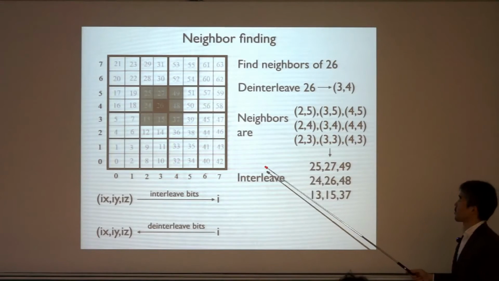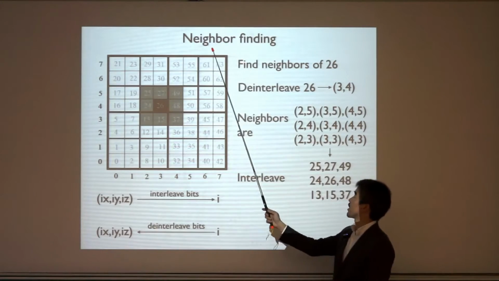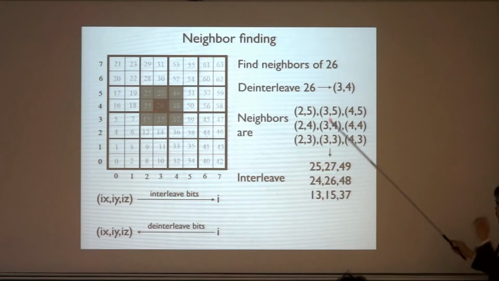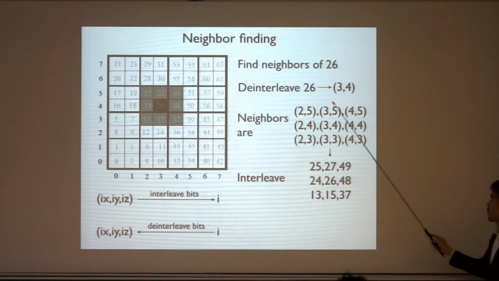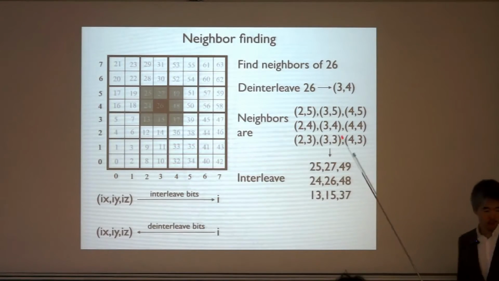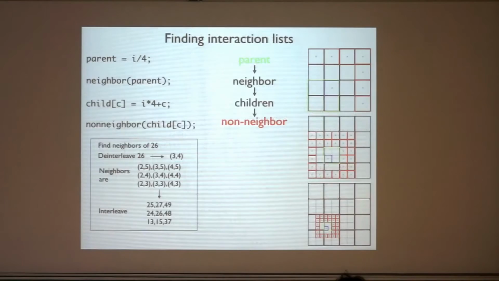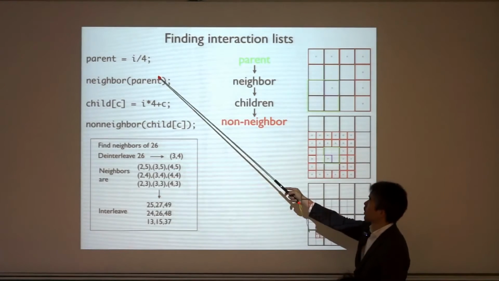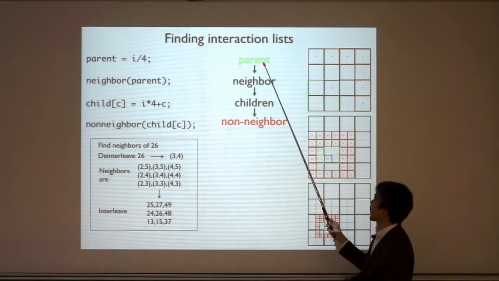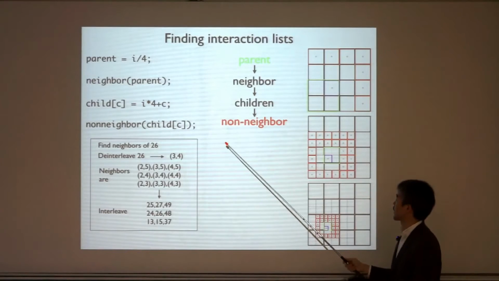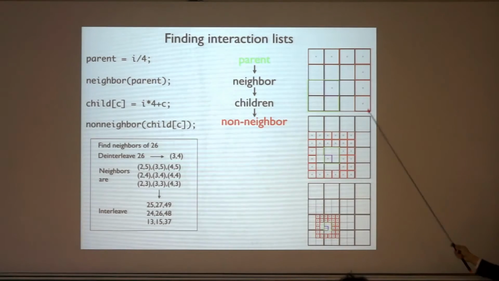Okay, so I mentioned the neighbor finding can be done by first deinterleaving the bits, and then finding the neighbors with the two-dimensional index, and then interleaving them back. So when you do this, you do the following. This is how to relate the neighbor finding to actually finding these red boxes for each blue box.